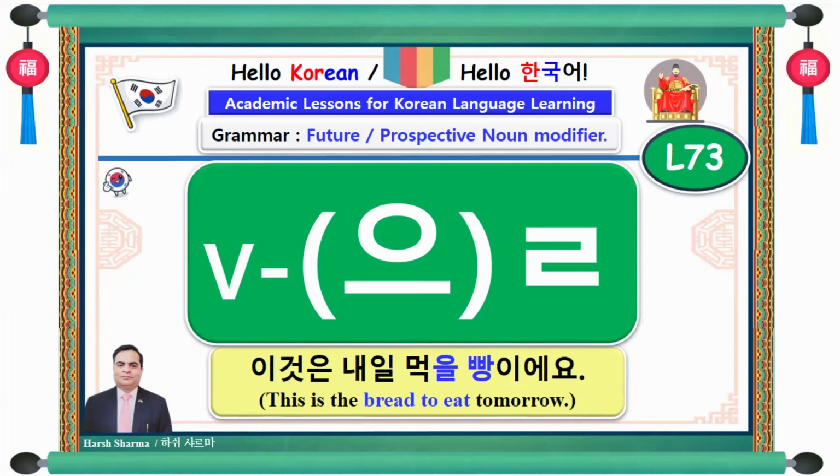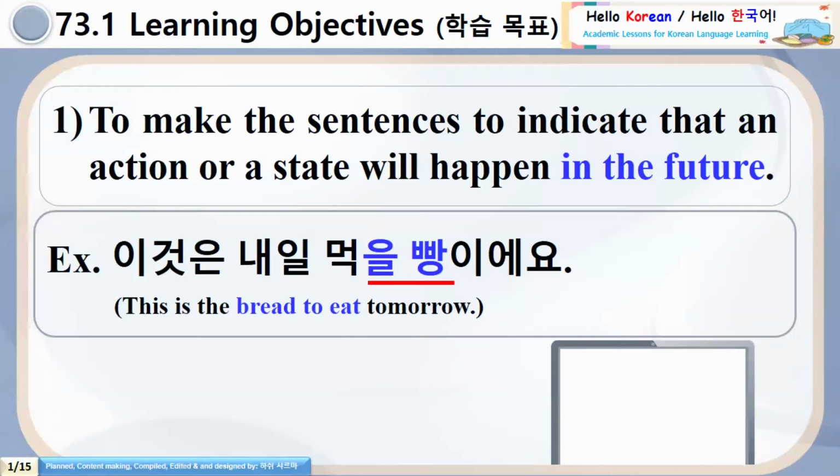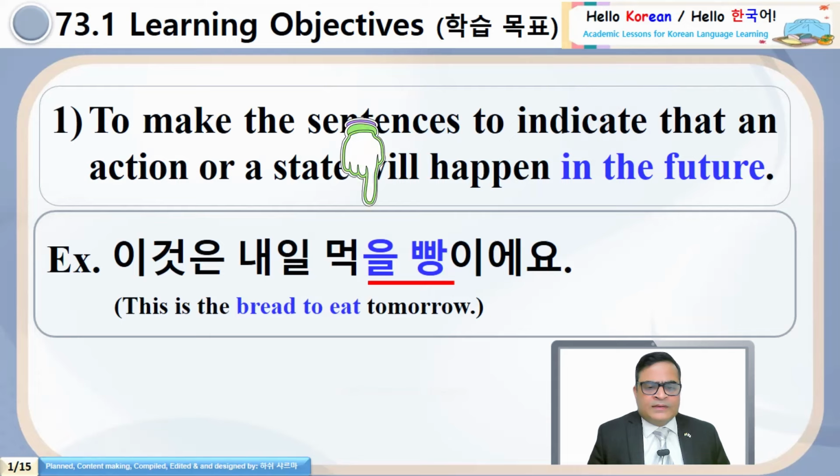As you can see on this screen, we are going to learn a grammar that is -ul, which is also called the future tense noun modifier. Coming to the learning objectives: to make sentences that indicate that an action or a state will happen in the future. See one example here: Igosan neil mogal pangieo. In this sentence, where is this grammar? With the mokta. Yes, mogal.